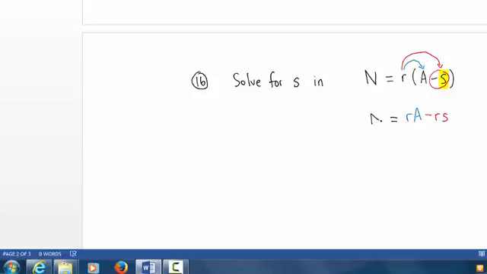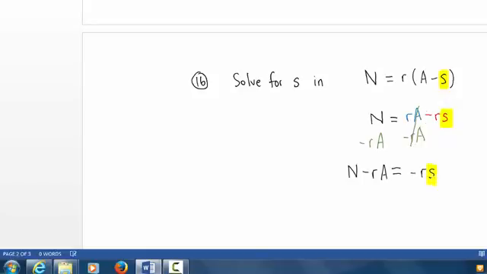Fill in the rest of the equation. Remember that we're solving for s. We will subtract ra from both sides of the equation. Ra minus ra is 0. Bring down the equal sign. On the left-hand side, we have capital N minus ra. On the right-hand side, we have negative rs.